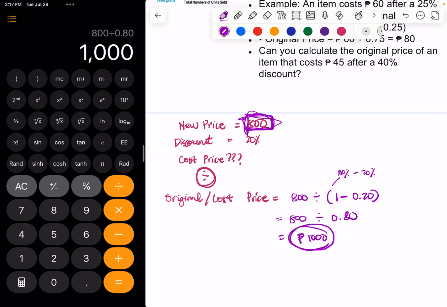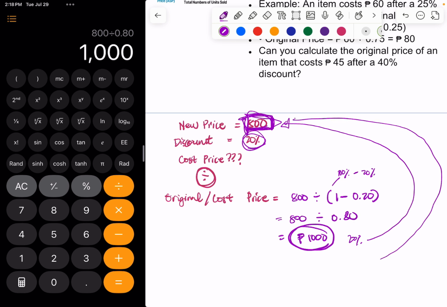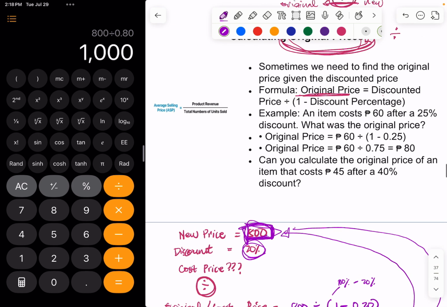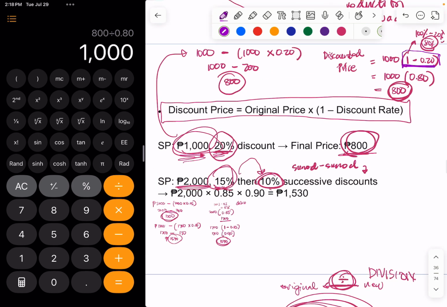From 1,000, gilapat nato og 20% discount. The answer is 800. Now, gikan ni 800, kabalo ta nga 20% ang iyang discount, unsa man ang original price? So ang answer kay 1,000. So the process sa successive or consecutive discount, the same ra gihapon. Sugod ka sa pinaka-last nga gihatag, which is kani 10%, then 15%.